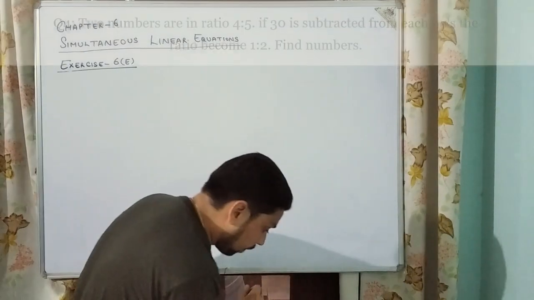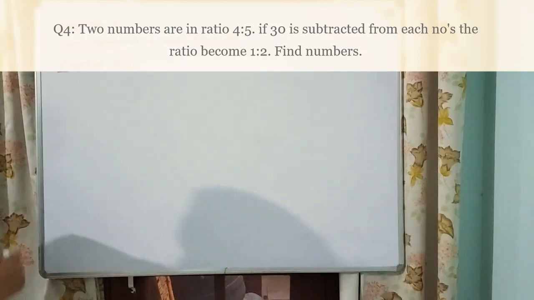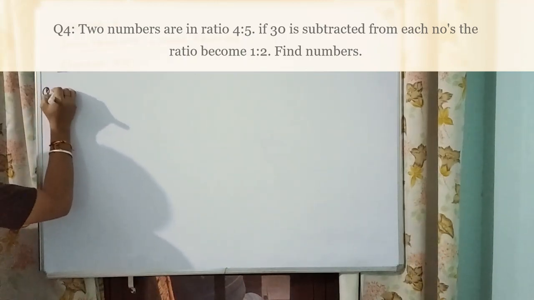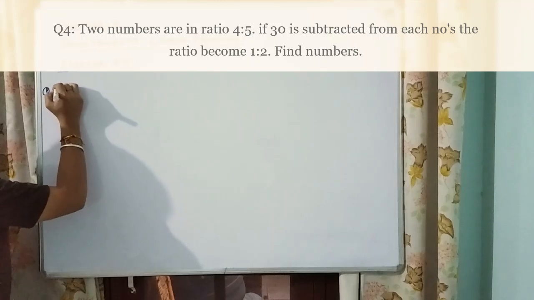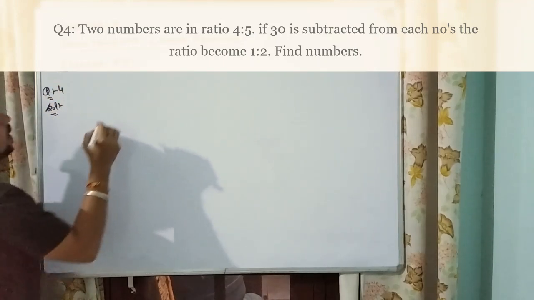Then two numbers are in ratio 4:5. Again, similar type of question. Question number 4 is there. Two numbers are in ratio.